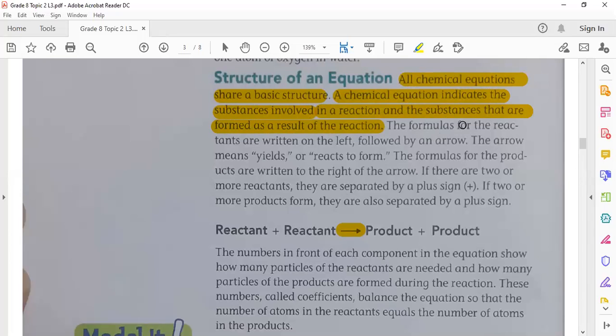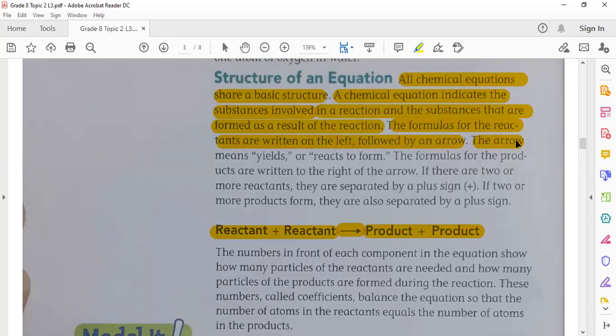The formulas for the reactants are written on the left. Look, put your hand. Reactants are always to the left of the arrow, or to the left of the equation, while the products are to the right. The formulas for the reactants are written on the left, followed by an arrow.